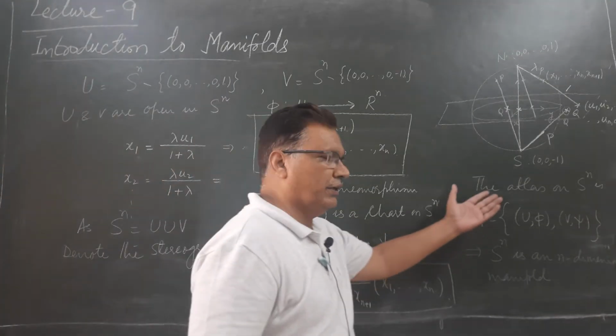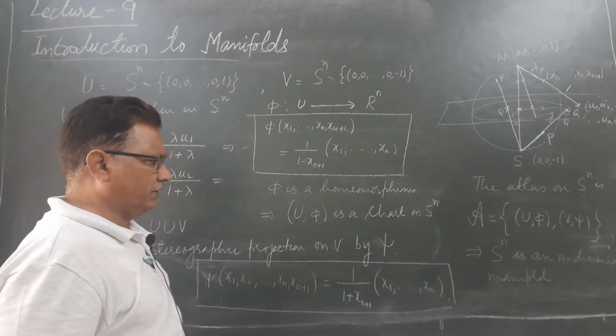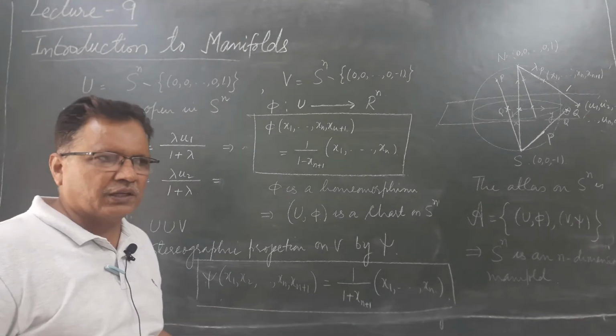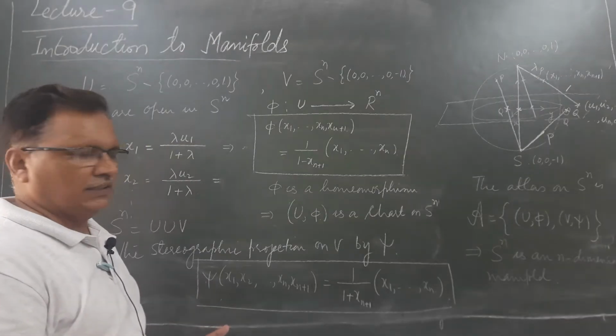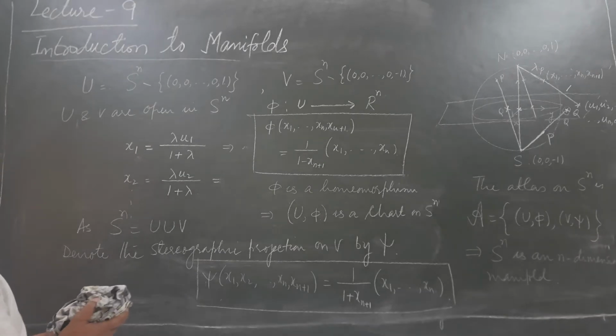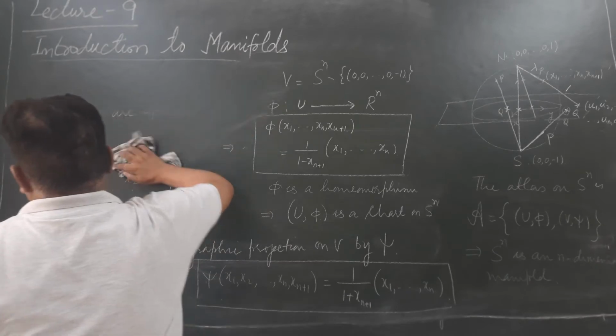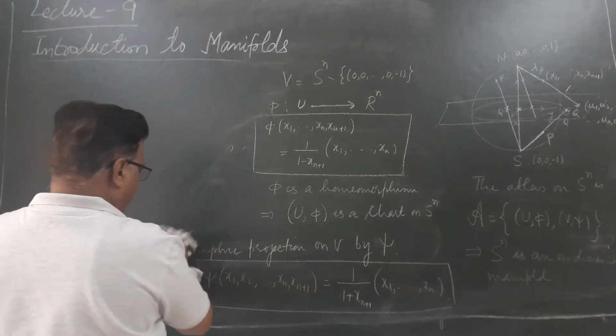You can check it by stereographic projection or by canonical natural projections also. S2 is a two-dimensional manifold. In general, Sn is an n-dimensional manifold. All right. So this was example number 5.